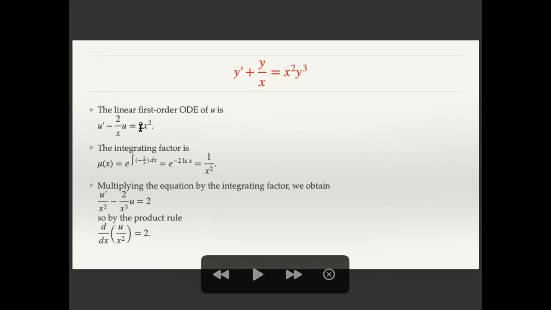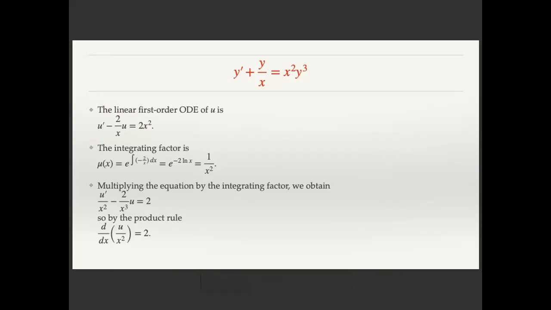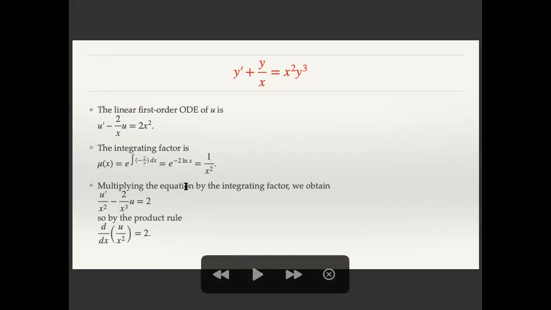The integrating factor is e raised to the antiderivative of the coefficient of u, because this equation is in standard form. And then the antiderivative of minus 2 over x is minus 2 natural log of absolute value of x. So e to the minus 2 times natural log of absolute value of x is absolute value of x to the minus 2, which is equal to 1 over x squared. So whatever, I skipped a few steps here.